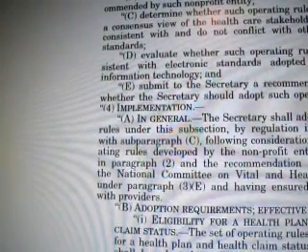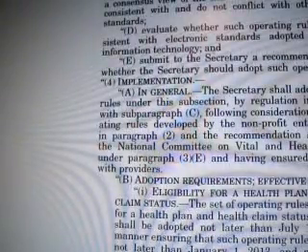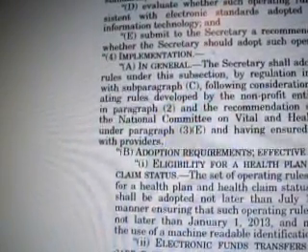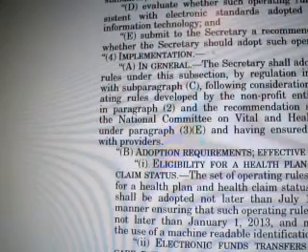And electronic funds transfers and healthcare payment and remittance advice. The set of... Oh boy, this just gets thicker and thicker.